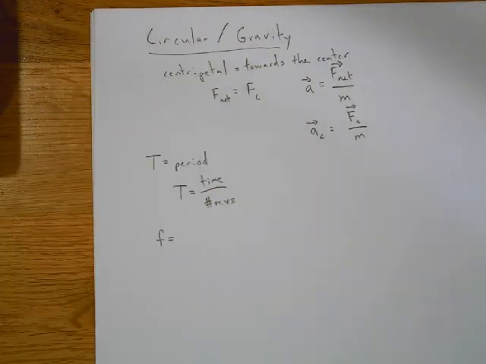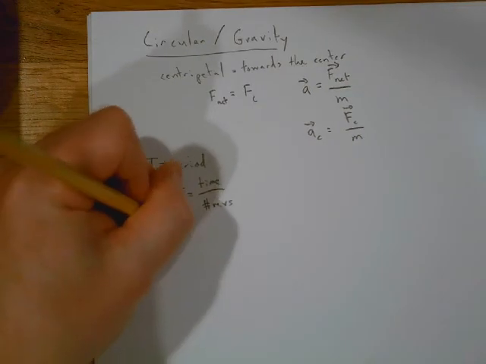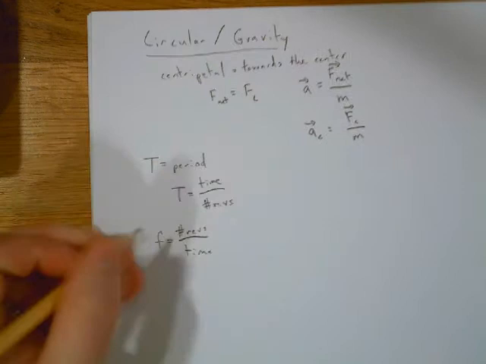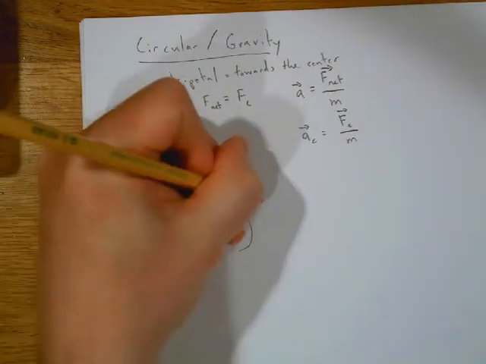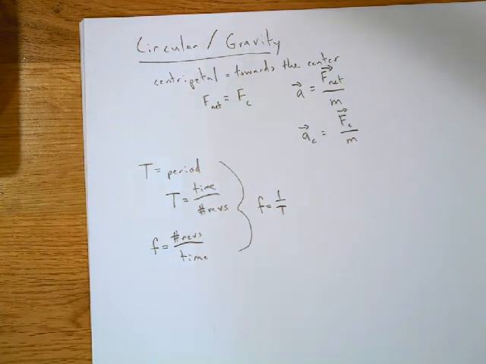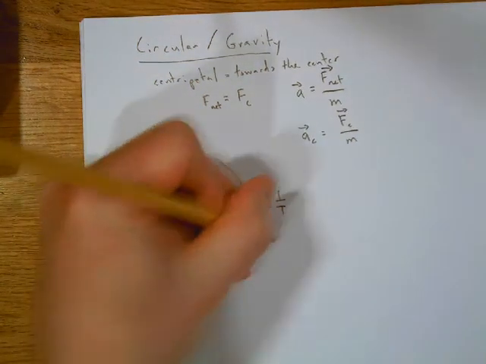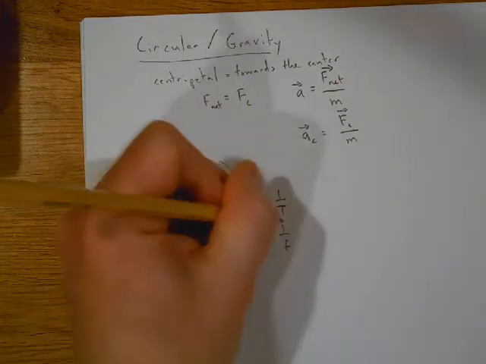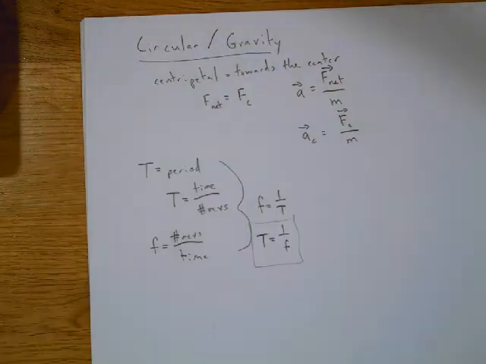Frequency, which is a lowercase f, is how frequently you complete a circle. So if you're going around so many times and you time it, that would be the number of revolutions divided by the time. Hopefully you can see that f equals 1 over the period, or on your formula sheet, it's actually written like this: period equals 1 over f. That formula is on your formula sheet, so just be aware. Make sure you can locate it.